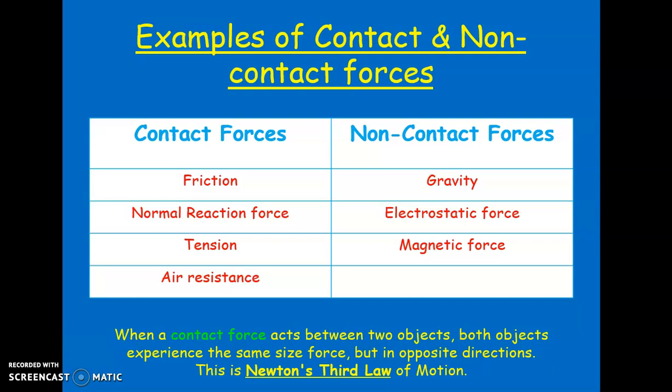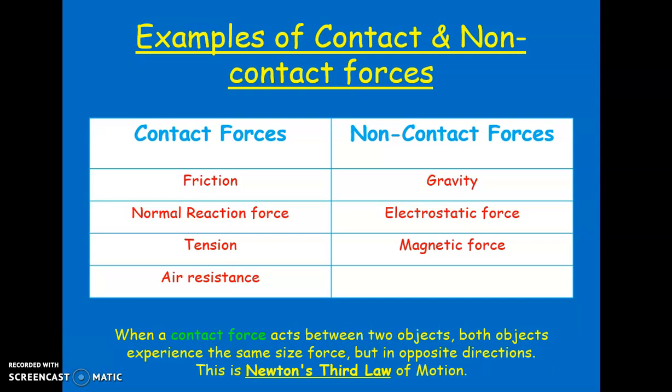Okay, so here are examples of contact and non-contact forces. Remember, contact forces happen when objects are touching. So examples of contact forces are friction. For example, if you rub your hands together, both hands must be touching for friction to happen. Another example is friction between, say, the tire of your bike and the road. The tire and the road must be touching.